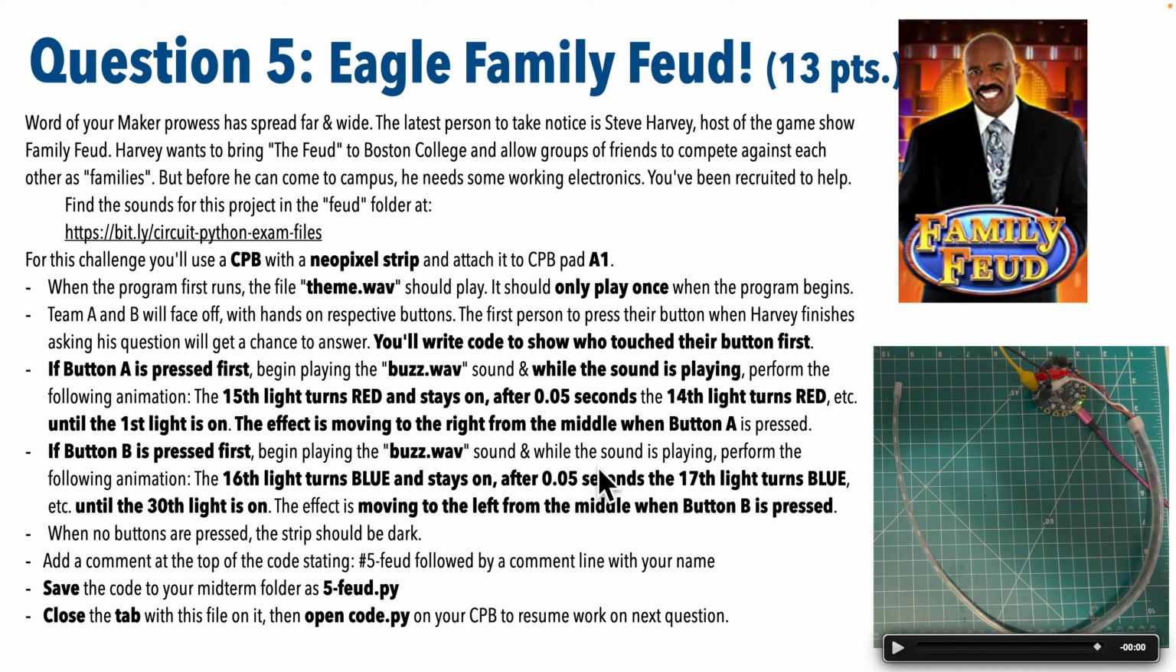You can see as we're going through this, the one thing that's important to remember is if we start at the 15th light, remember we're 0 indexed. So the first light is actually number 0, and the 15th light is actually 14. And if we go in the other direction, the 16th light is actually number 15 because we're 0 indexed, and the 30th light is actually number 29. So let's go ahead and see what the code looks like.